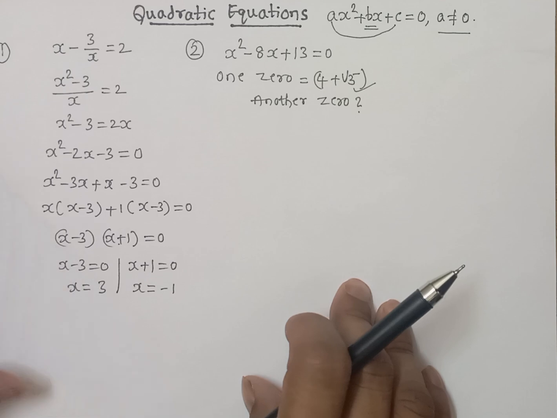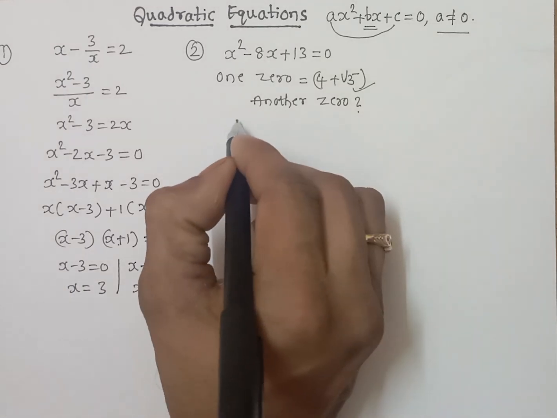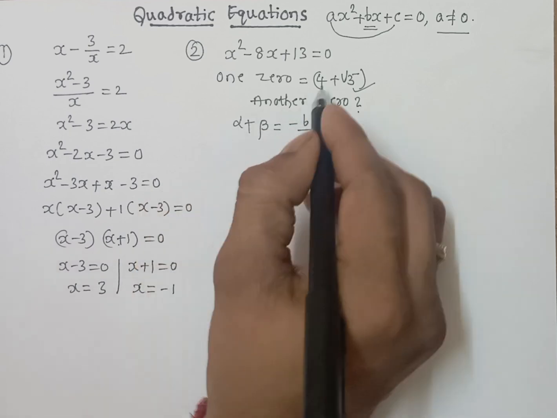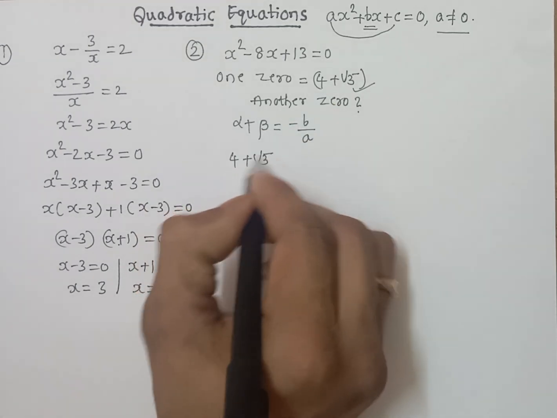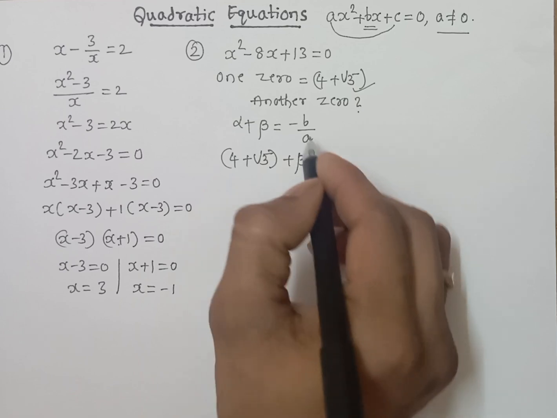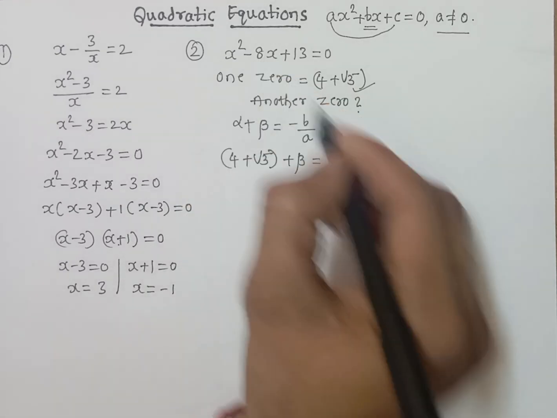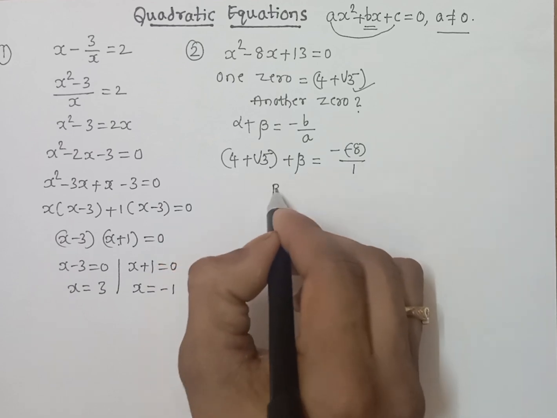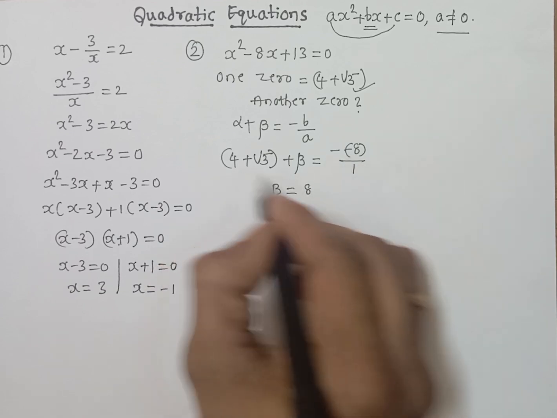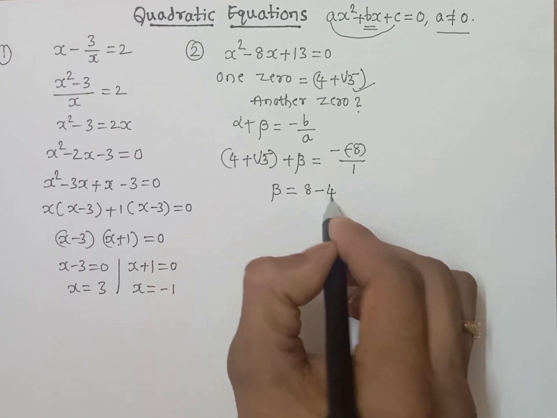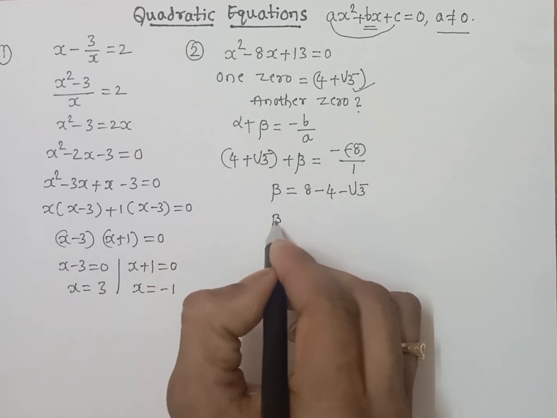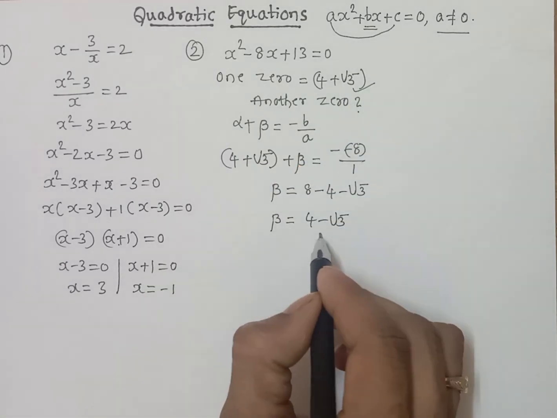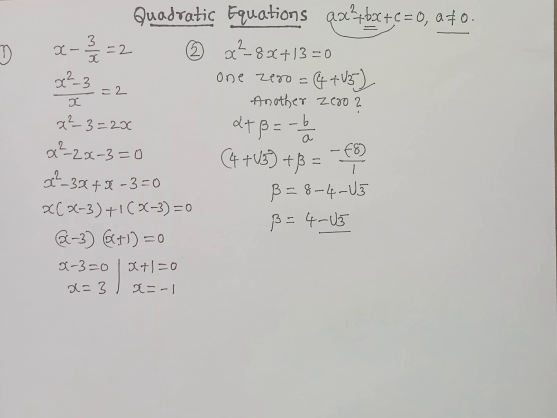Already in the last video I explained this: we have the relation for the sum of the zeros. Alpha plus beta is equal to minus b by a. Alpha is given as 4 plus root 3, plus beta equals minus b by a. Minus b is nothing but minus of minus 8 here, divided by a. So how much will you get? Beta equals 8 minus 4 minus root 3. That is nothing but the beta value will become 4 minus root 3. So if one is 4 plus root 3, the other one will be 4 minus root 3 in this case.